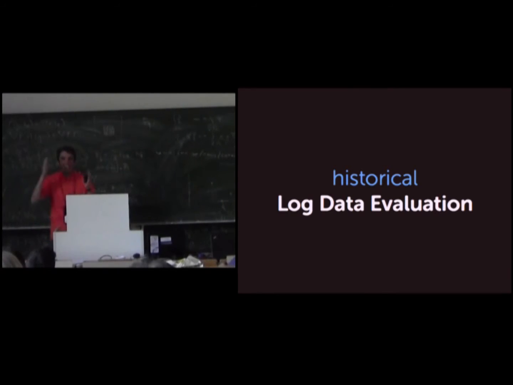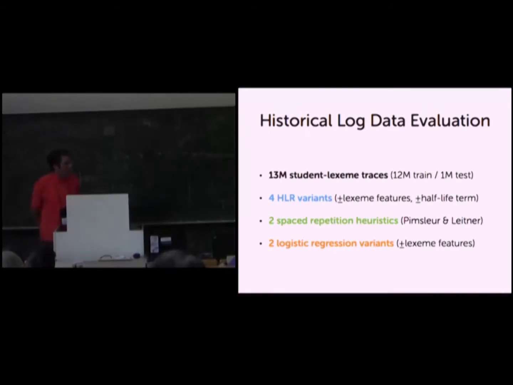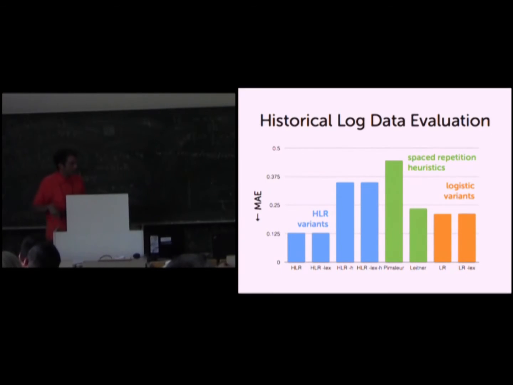We have a model. And the great thing about Duolingo is that they can deploy this at scale. So let's see what actually happens. They first applied it to historical log data with the model I just showed you, and then some reasonable baselines, including just doing logistic regression without any sort of half-life term, just trying to match the probabilities. And also with heuristics like the Leitner and Pimsleur method.